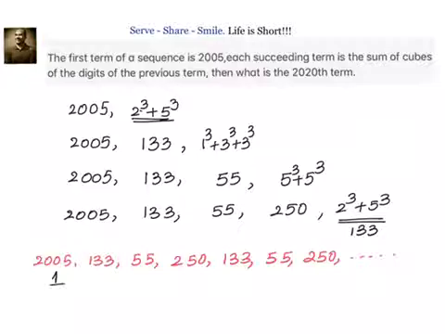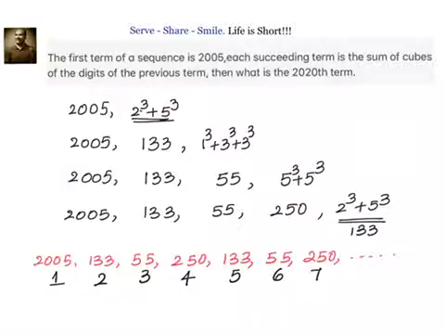2005 is the first term, 133 is the second term, the third term is 55, the fourth term is 250, the fifth term is 133, the sixth term is 55, the seventh term is 250. So we can observe that for every three numbers the values are repeating: 133, 55, 250, again 133, 55, 250.